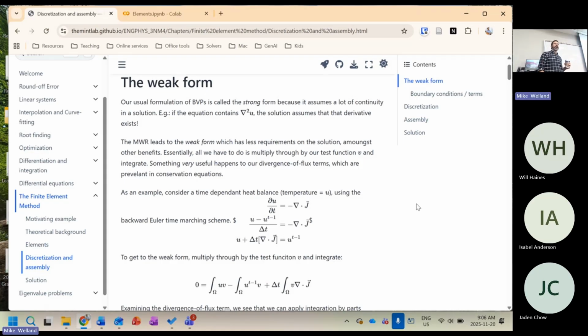Okay, so we talked about the MWR, the minimized weighted residual thing. And we talked about how that was a solution to the problem that was kind of weaker than our normal solution. So let's say, because the opposite of weak is strong, this is the quote-unquote strong form. Let's say temperature by time is equal to negative divergence of flux. Everybody good with that one? Excellent.